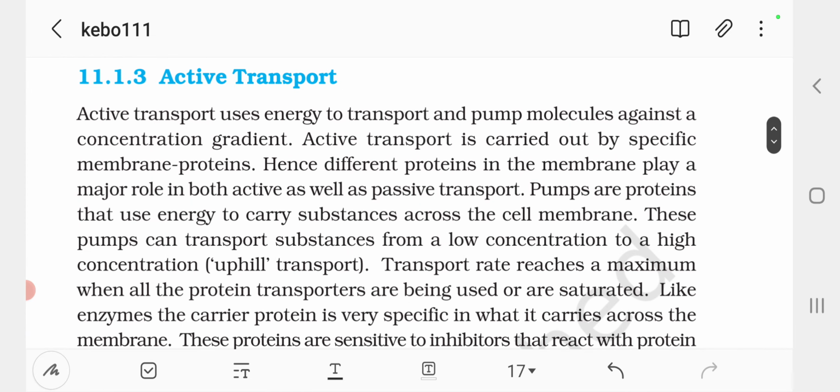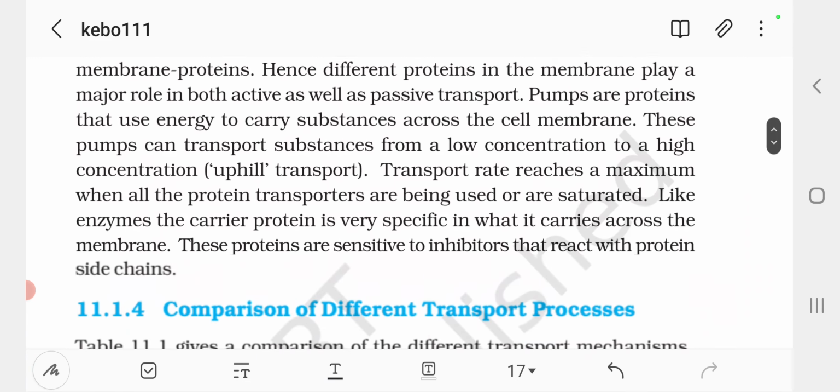11.1.3 Active transport. Active transport uses energy to transport and pump molecules against a concentration gradient. Active transport is carried out by specific membrane proteins. Hence, different proteins in the membrane play a major role in both active as well as passive transport. Pumps are proteins that use energy to carry substances across the cell membrane. These pumps can transport substances from a low concentration to a high concentration.